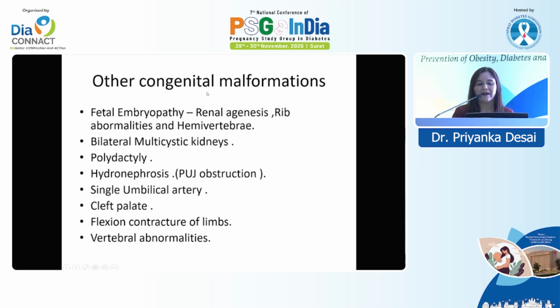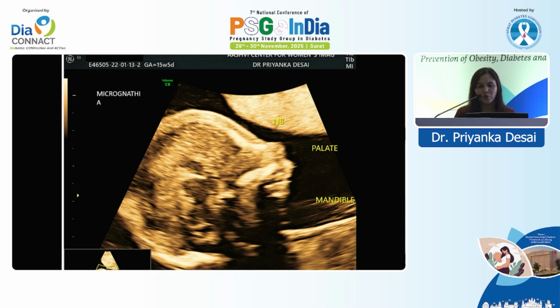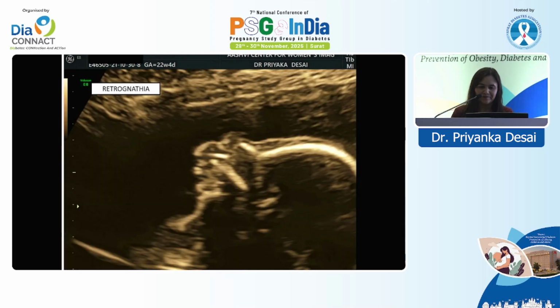So what are the other malformations which are seen? So fetal embryopathy, that is renal agenesis, rib abnormalities, hemivertebra, multicystic kidneys, hydronephrosis, single umbilical artery, cleft palate and vertebral abnormalities. I'll just show you a few cases quickly. So a 15-weeker type 2 diabetic. So this is the facial profile. We all can see that the chin is receding. So this was a case of micrognathia.